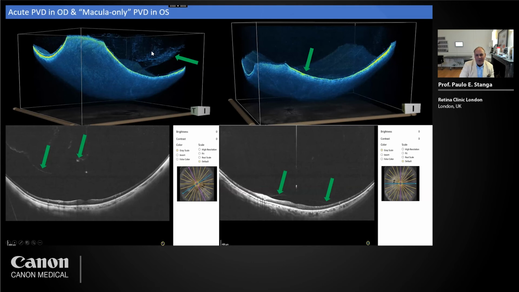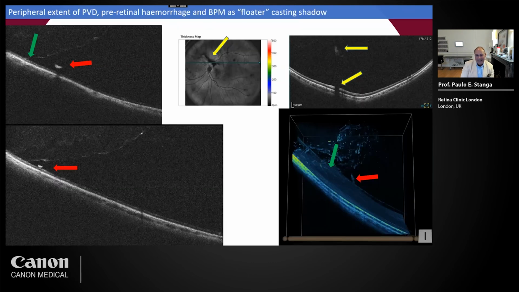Another example of PVD. This is a 3D rendering. You can see the corrugated posterior hyaloid, which makes the PVD much more symptomatic. But there is a lot of value in peripheral OCT because it is important to know whether the PVD is complete or not. And here we can establish how peripheral the PVD has reached. And here you can see the 3D rendering, the vitreous floaters. We have to remember that OCT can have artifacts, and here you can see not a tear, but a shadow caused by this floater.